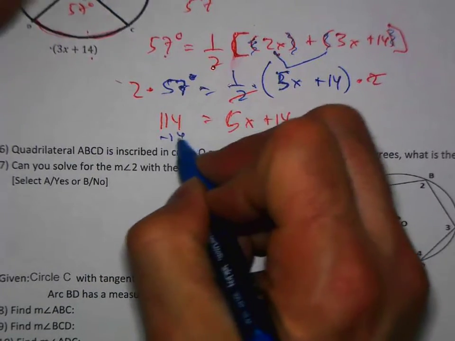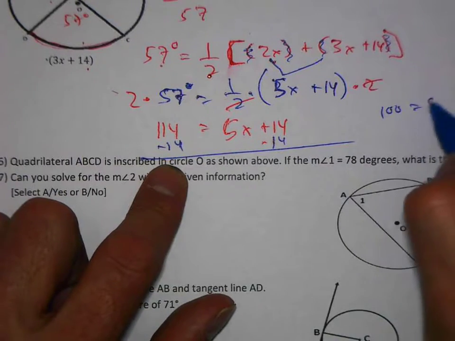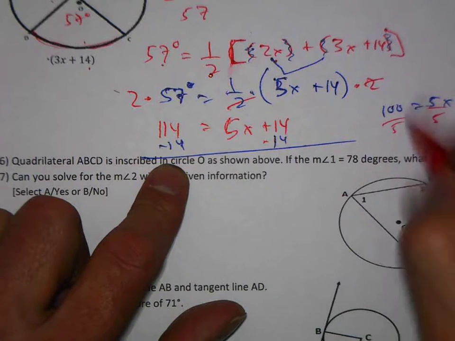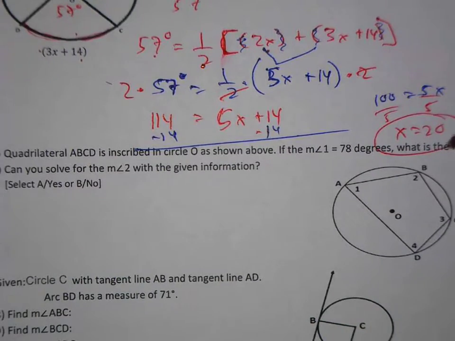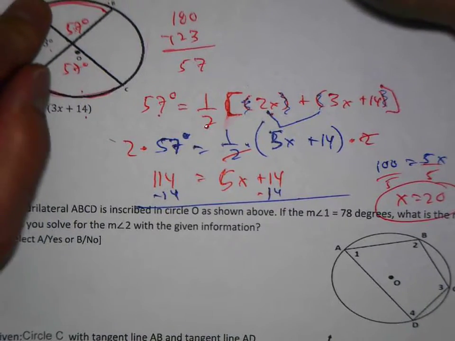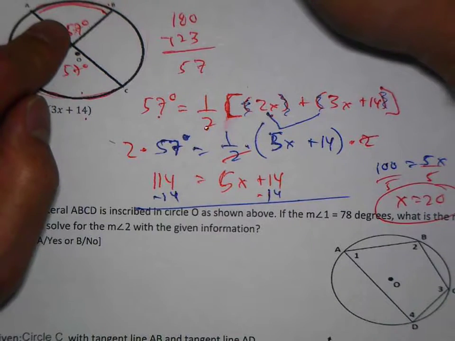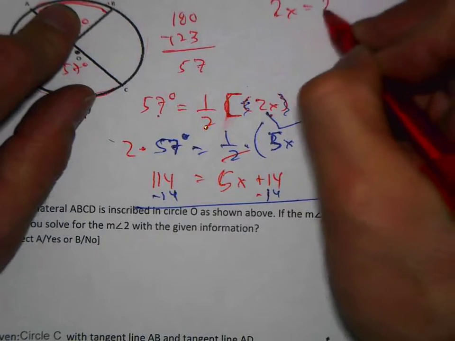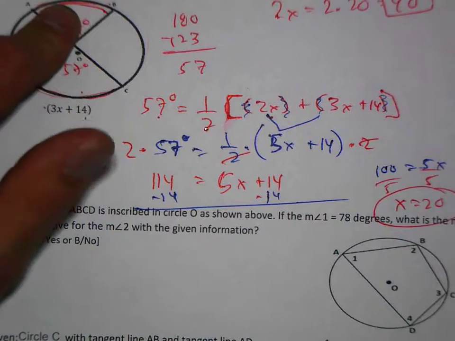As you know, I would then subtract 14 from both sides. Sorry to be so sloppy here. So I have 100 on the left-hand side and 5x on the right-hand side, and then divide both sides by 5, so x equals 20. So is that my answer? Is x equals 20 the answer? No. Go back and see what they're asking us for. They're asking us for the measure of arc AB, which is 2x, so 2 times x, which is 20, so that equals 40 degrees.